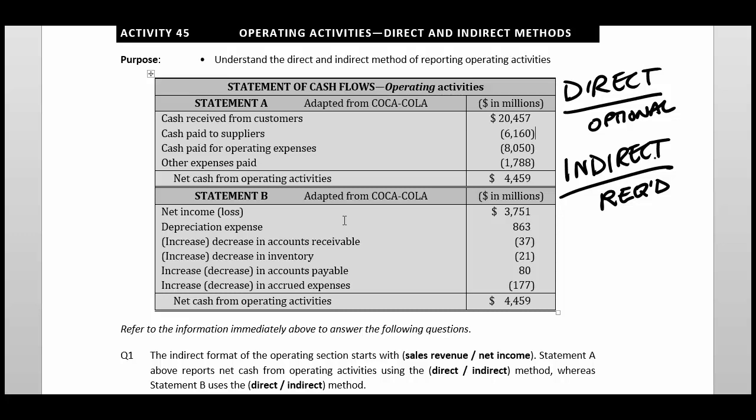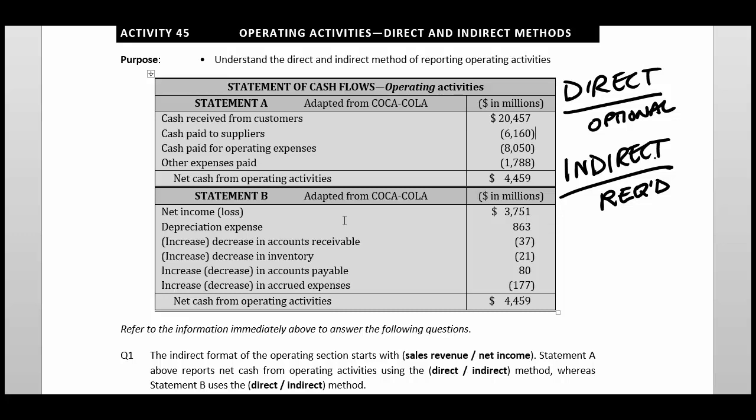Now let's look at the indirect method. Remember again, the indirect method compares net income to cash flows from operating activities. So this particular company has net income of $37.51, and then it had depreciation expense. There it is, added to it for $863 million. So because depreciation expense is not a cash expense that the company has to pay for, it adds it to net income. Because that would explain why we have more cash flow. Because a big expense we didn't have to pay for.